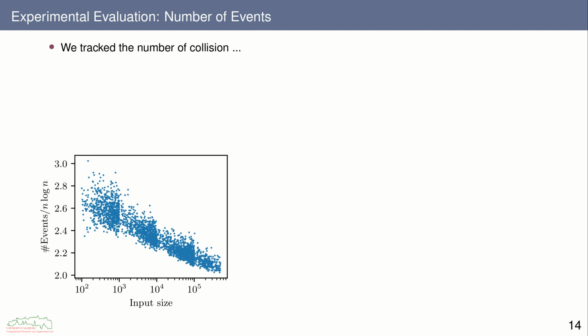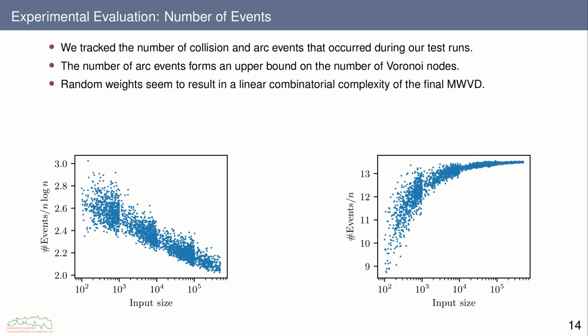On this slide, you see the number of collision events divided through n log n, and the number of arc events divided through n, for inputs with randomly chosen weights and randomly chosen point locations. The number of arc events forms an upper bound on the number of Voronoi nodes. Random weights seem to result in general in a linear combinatorial complexity of the final multiplicatively weighted Voronoi diagram for these specific inputs.